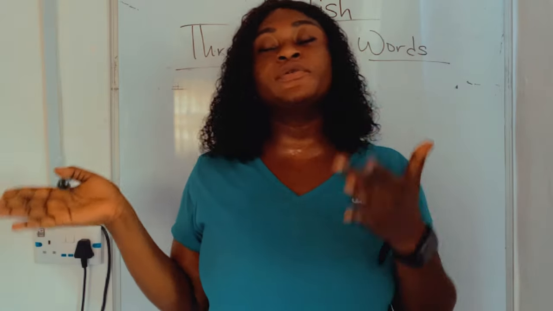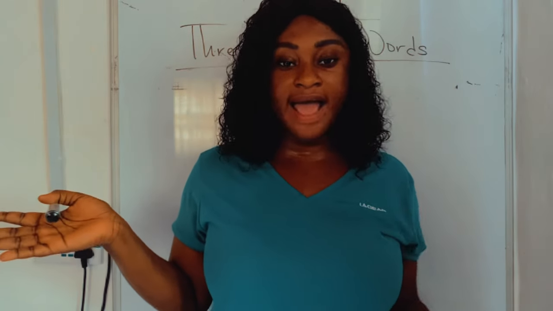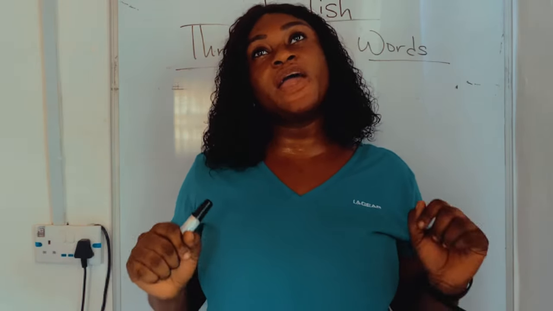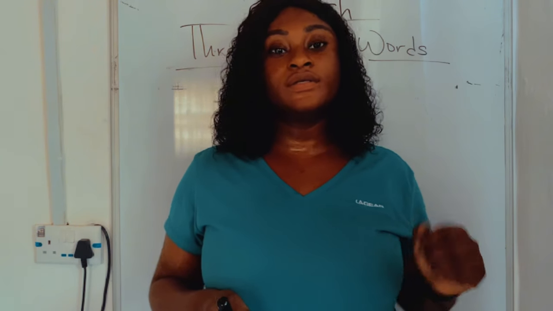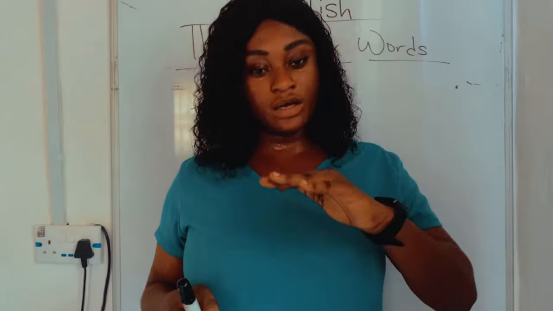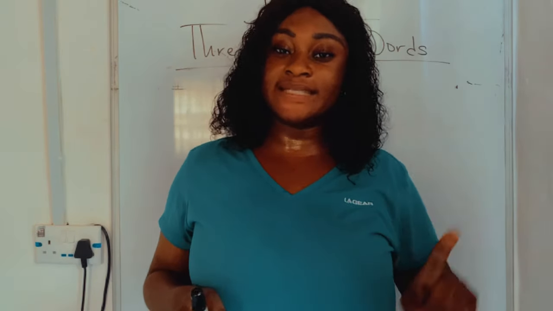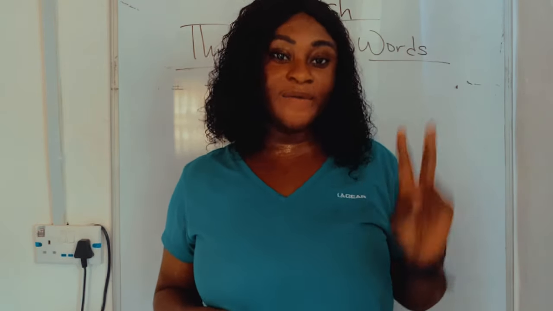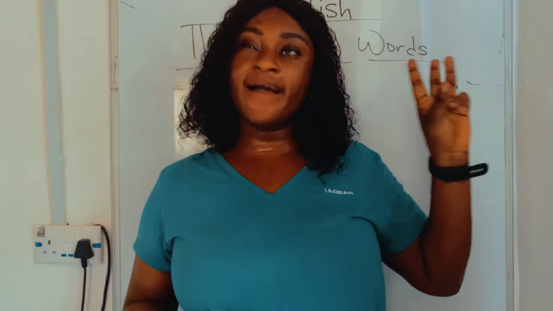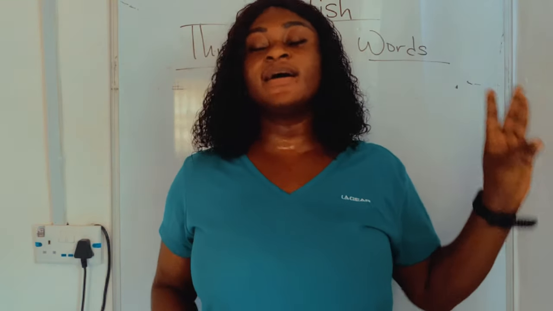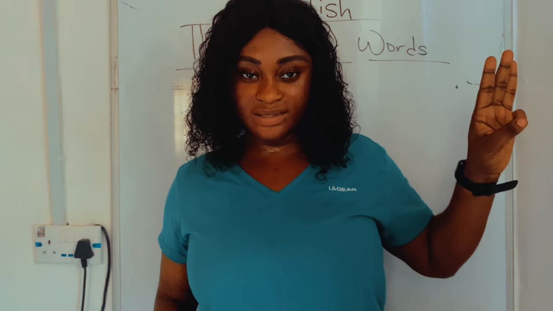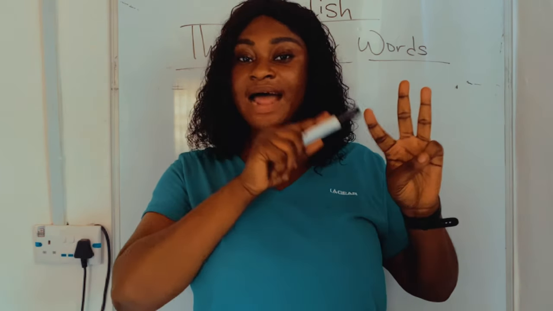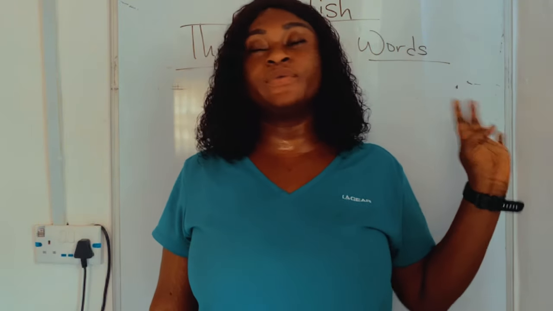Ra-at, r-a-t. Rat. Dog. D-O-G. First one is rat. Second one is dog. The third one is can. Can. Rat, dog, can. Okay, let's make it four.